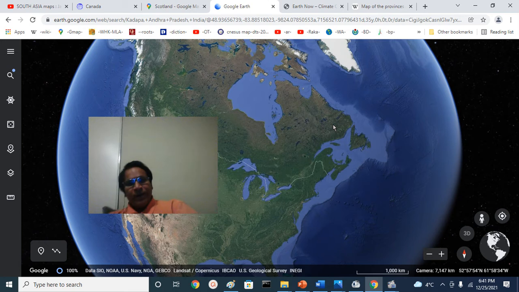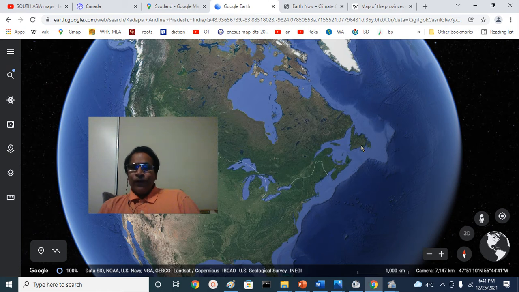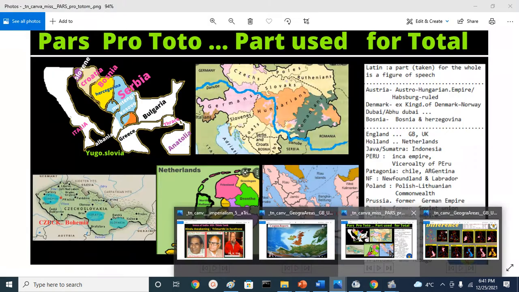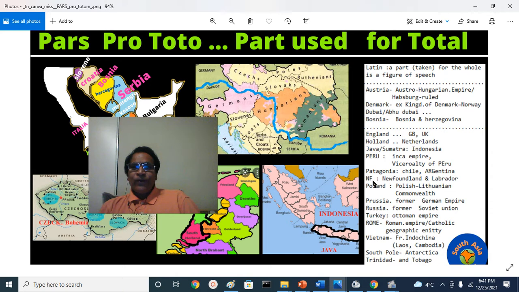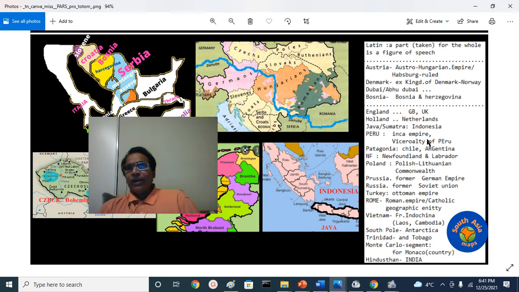There is an important dog breed that comes from this area, the Labrador dog. So a part, Newfoundland, is used for a totem called Newfoundland and Labrador.